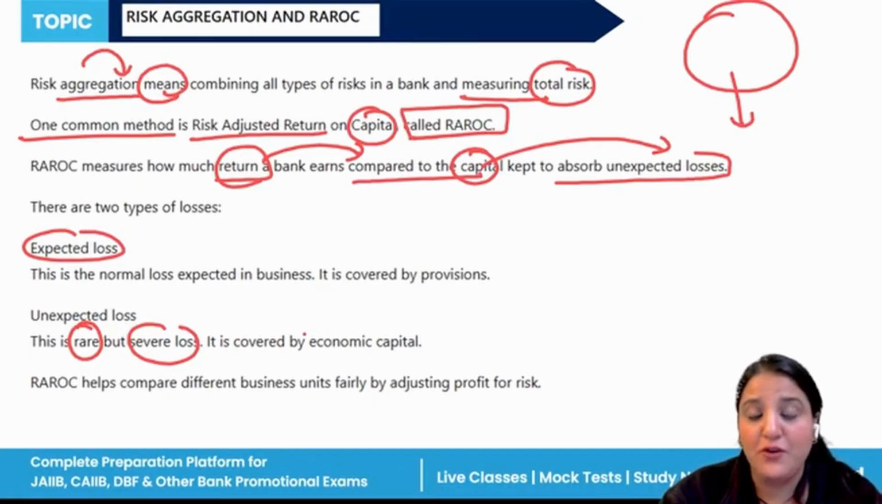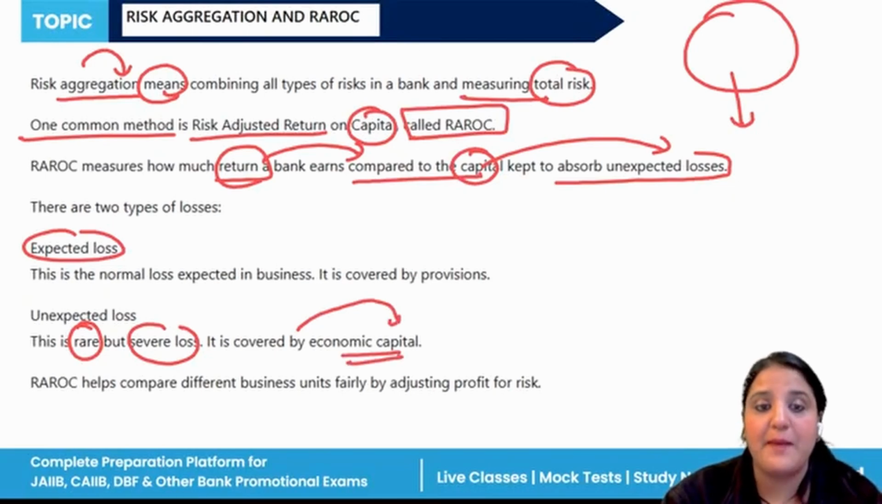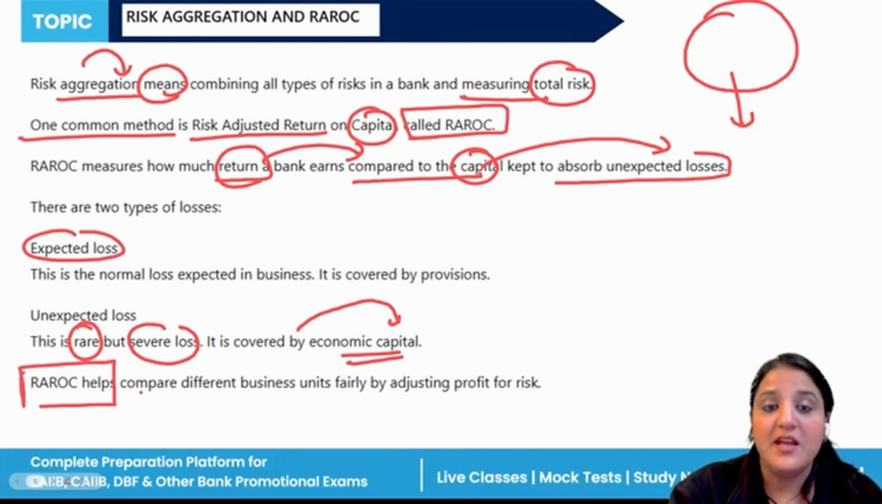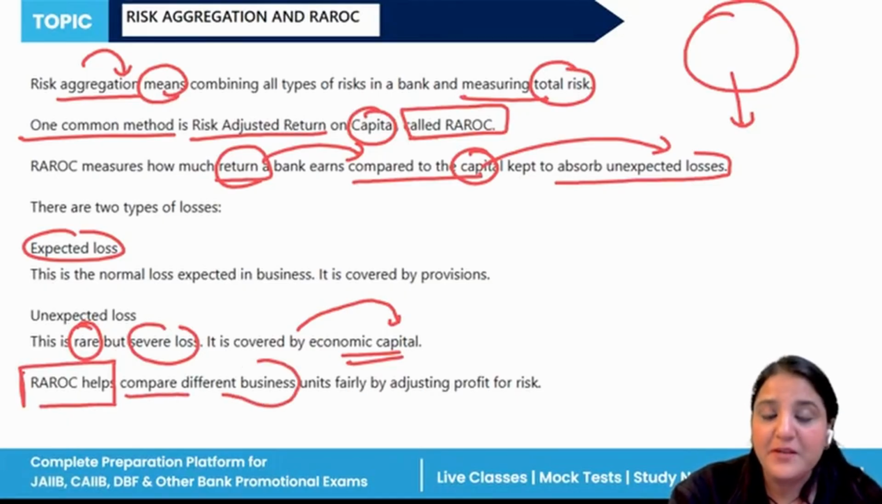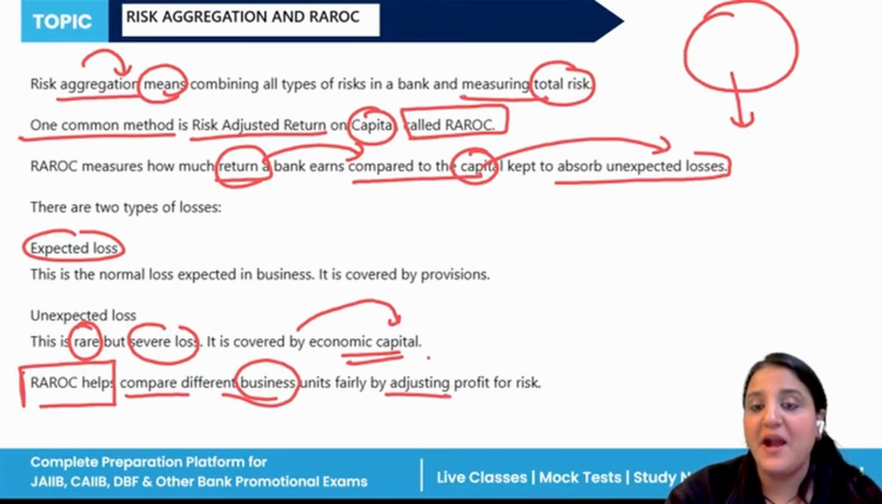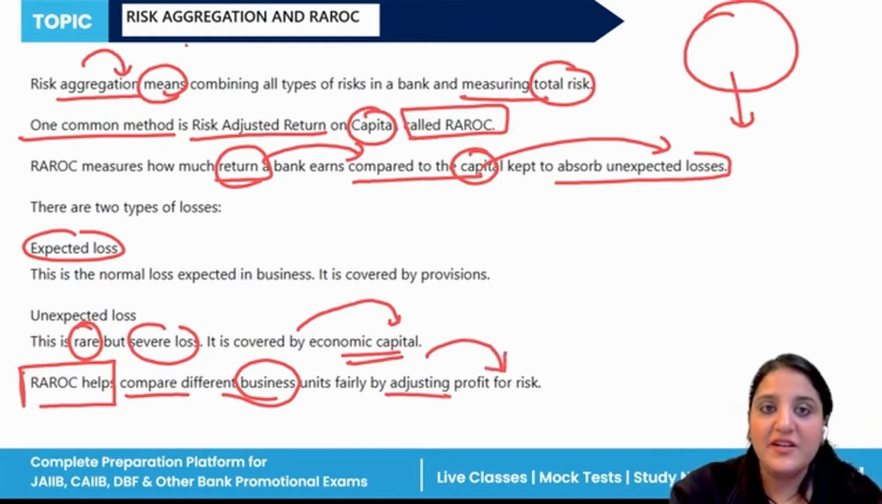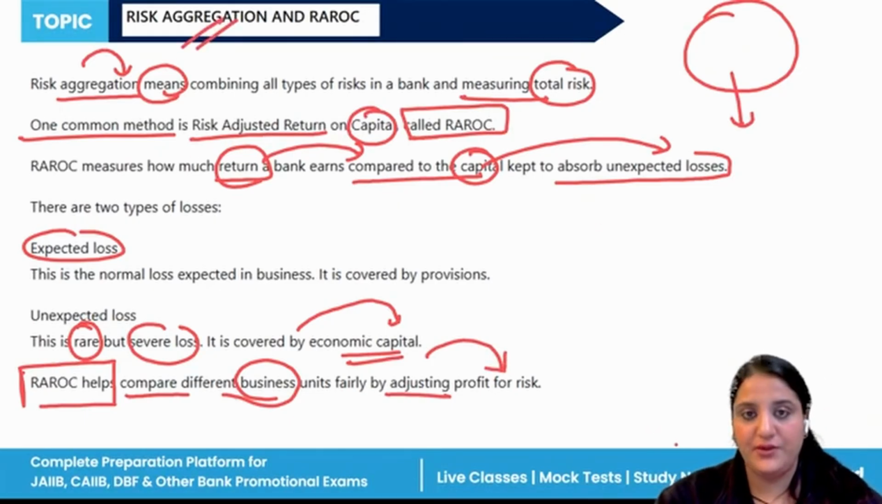So these types of losses are covered by the economic capital. So RAROC helps compare different business units fairly by adjusting profit for risk. That is called risk aggregation and RAROC.